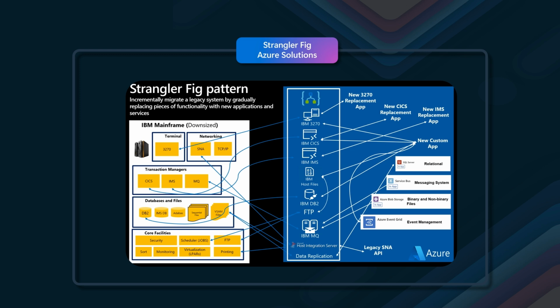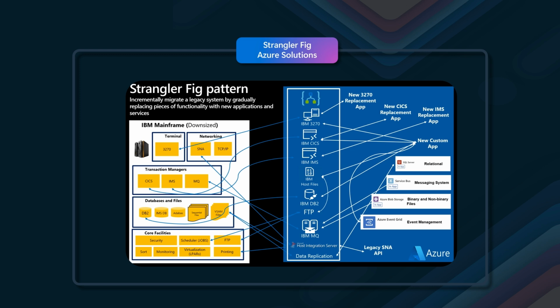So in this case, if we look at the database and files area, we can see that the IBM DB2 and FTP are replaced with modern relational databases like SQL Server, messaging systems such as Service Bus, binary and non-binary file storage such as Azure Storage Services, and event management. Throughout the process, data replication and integration are handled to ensure consistency and minimize downtime.